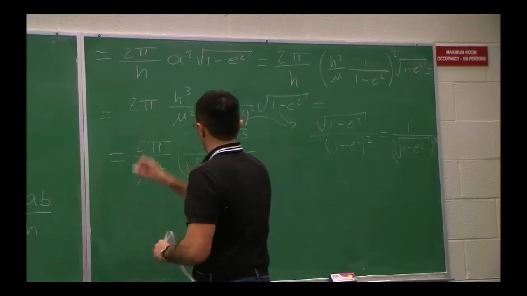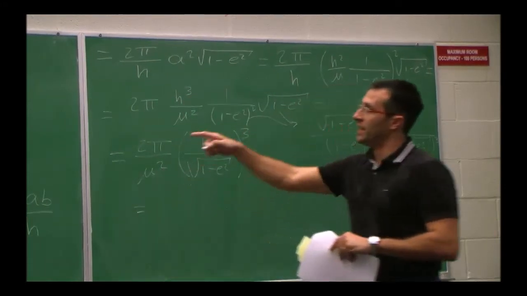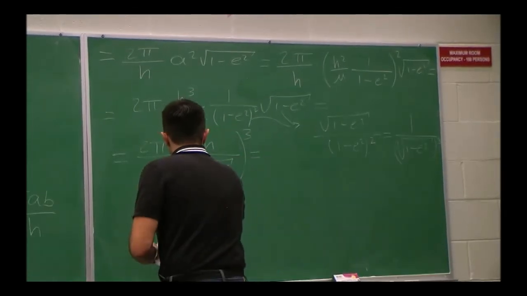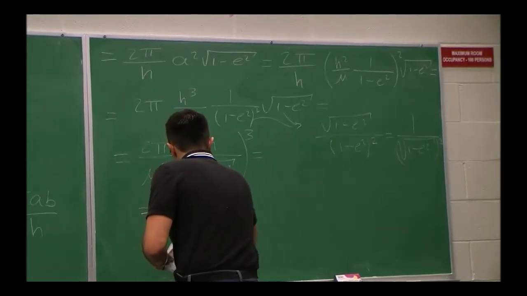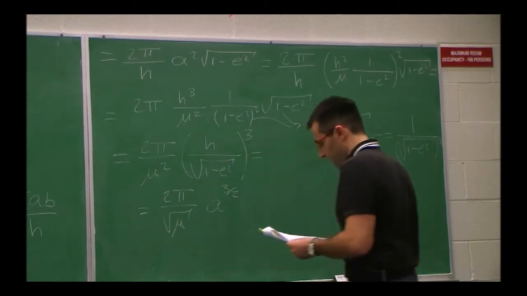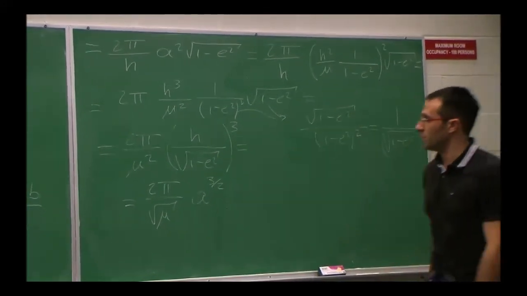Which in the end, if you look and compare with the A expression again that it's there, this is really giving you 2 pi over square root of mu times finally this a to the 3 over 2. And that's Kepler's third law.